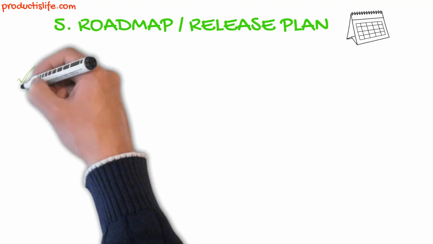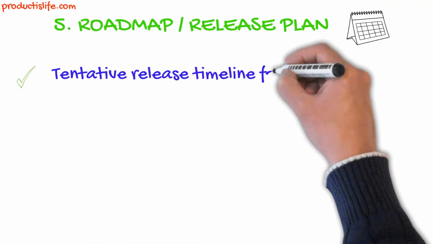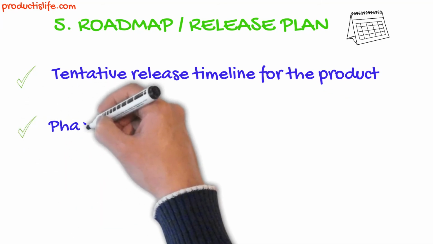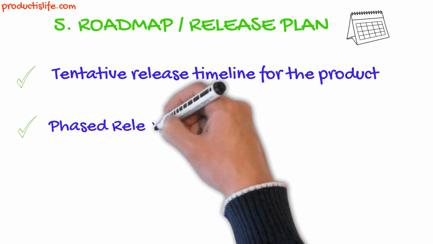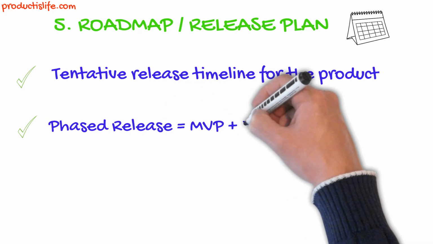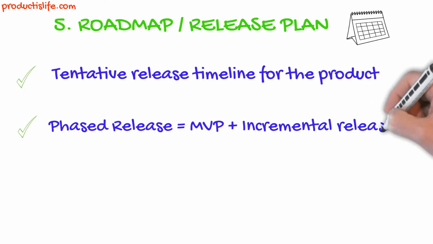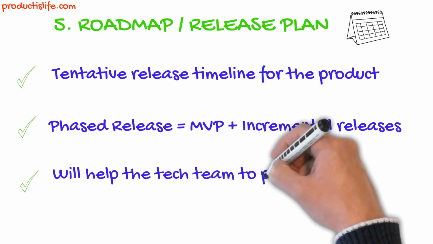Roadmap or release plan. A PRD should also have some info about the tentative release timeline for the product. If the product is a complex product, then probably it will have a phased release, where a certain set of features are part of the MVP, that is the minimum viable product, and the remaining features go out as incremental releases. This will help the tech team to prioritize and allocate resources accordingly.